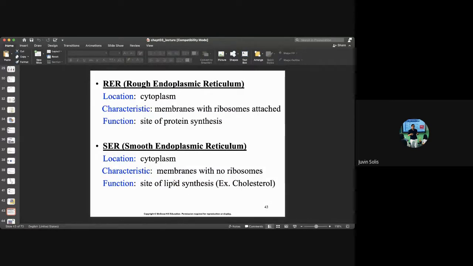Now let's go here. What is the difference between your RER and your SER? Your RER is rough, S is smooth. Your RER has ribosomes, while your SER doesn't have ribosomes. That is why it is smooth, because they don't have ribosomes. Both of these are in your cytoplasm. Again, the characteristic of RER is that it has ribosome attachments, while SER doesn't. Your RER is the site of protein synthesis. SER is the site of lipid synthesis. Okay, I hope this one is clear.